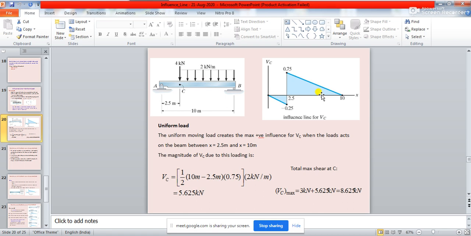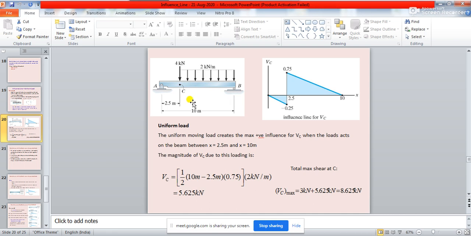Calculate the area of the influence line diagram and then multiply that value with the value of the UDL, and you are going to get the value of the shear force, bending moment, or reaction for whatever influence line you have. Let's say for this problem, this is the UDL, 2 kilonewton per meter. What is the length of this UDL? Tell me. Sir, 7.5 meters.